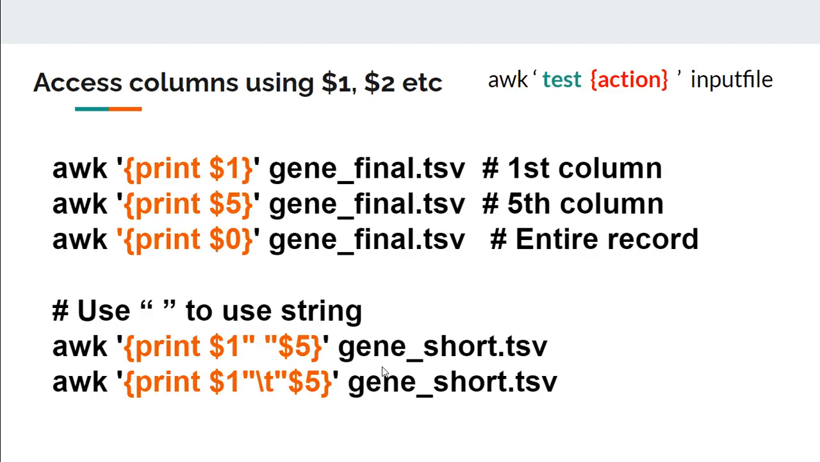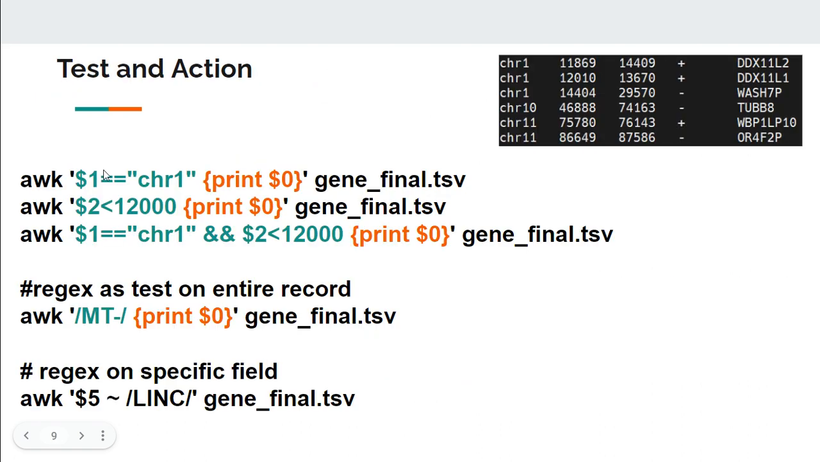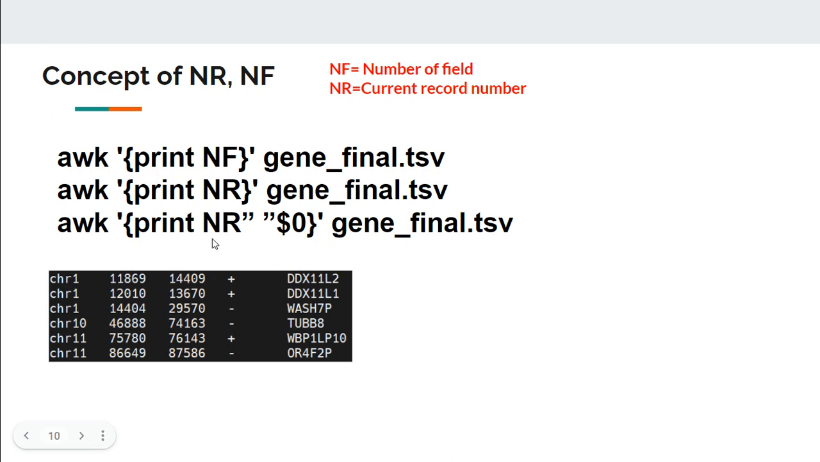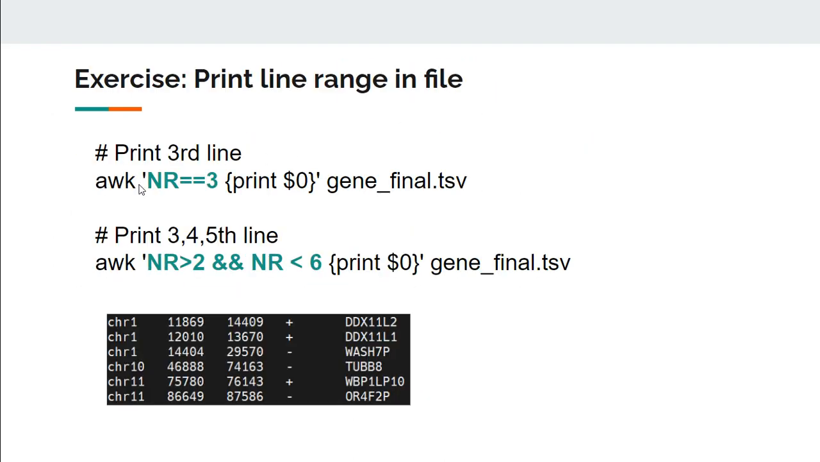Okay. Then we saw some examples like printing $1 will print the first column, fifth column, like that, and we can use double quotes to denote any string. Then we saw examples of how to use different test conditions with action blocks, and how to use regex for test conditions. Then we talked about the concept of NR and NF, where NR equals the current record number and NF is the number of fields, and using this we saw how to slice some data from a file.